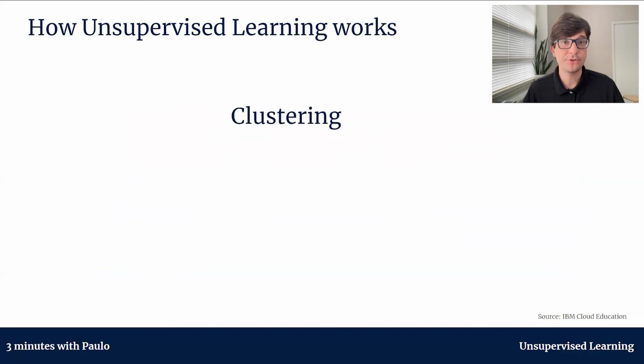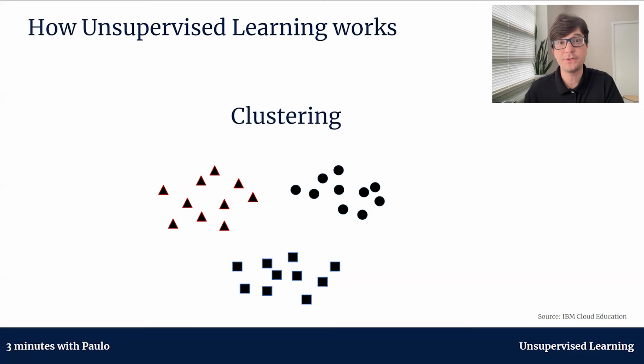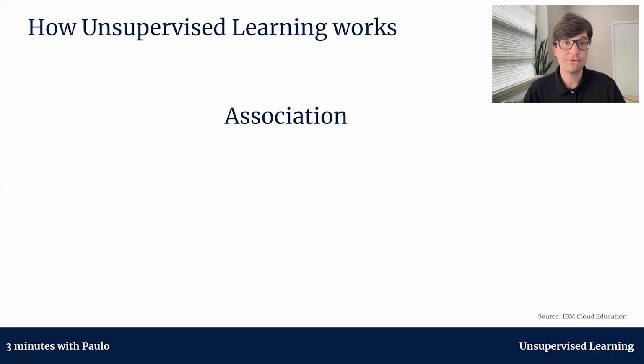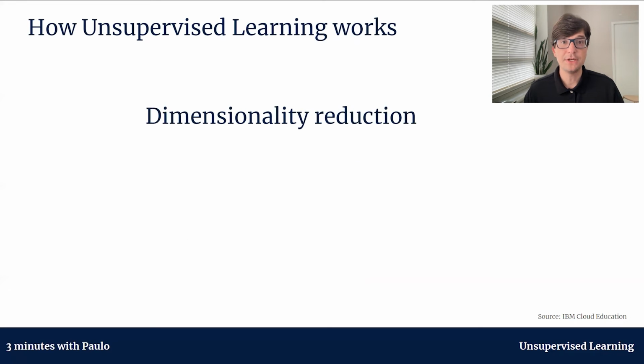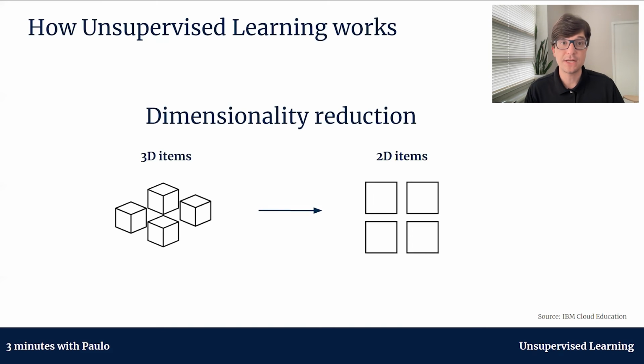Clustering is a technique for grouping unlabeled data based on their similarities or differences. Association uses different rules to find relationships between variables and a given dataset. These methods are frequently used for recommendation engines along the lines of customers who bought this item also bought this one. Dimensionality reduction is a learning technique used when the number of features or dimensions in a given dataset is too high. It reduces the number of data inputs to a manageable size while also preserving data integrity.